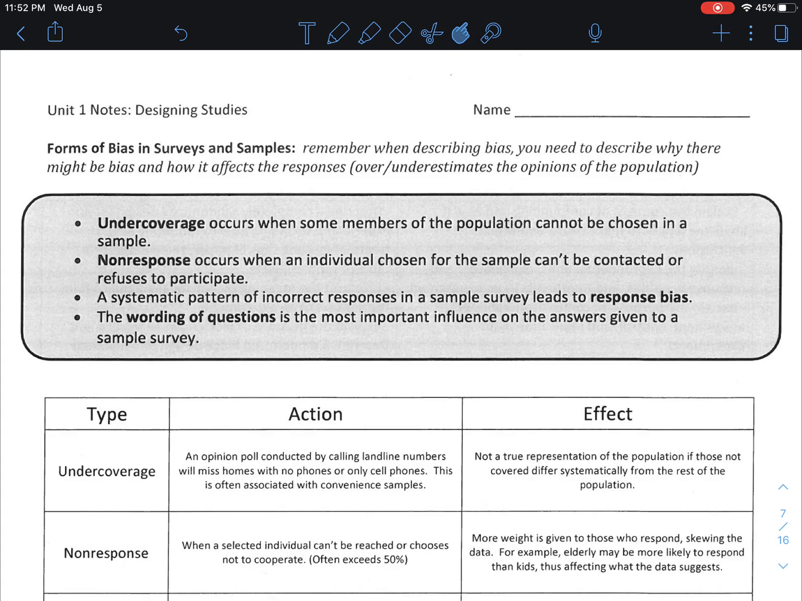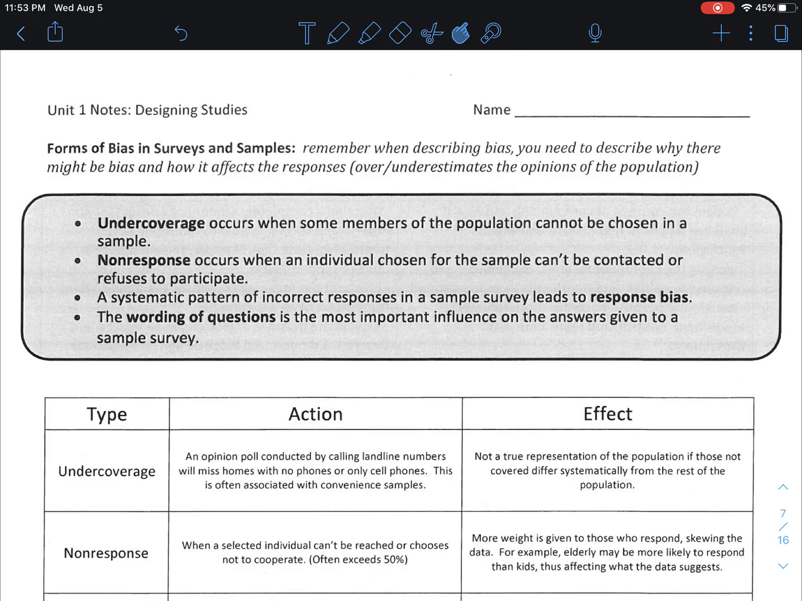And again, the people that refuse to participate, whatever was going on with them likely differs from the people that cared to respond, okay, for whatever reason. Okay, systemic, it's hard to talk, a pattern of incorrect responses in a sample survey leads to response bias. Response bias is this. Here you go.